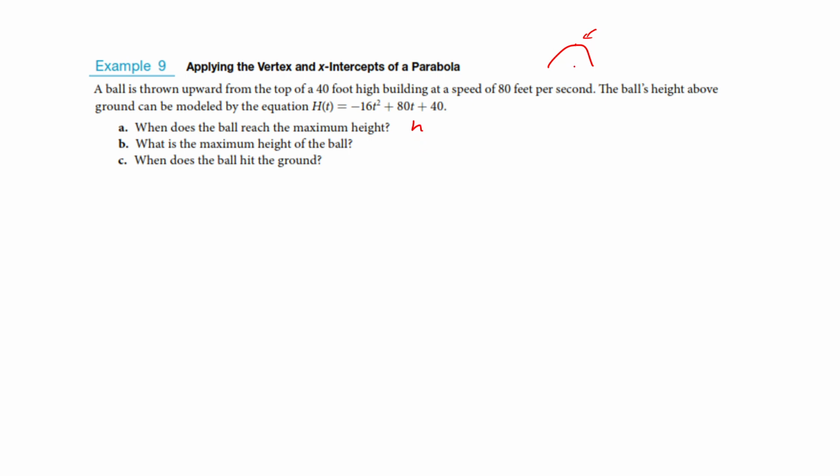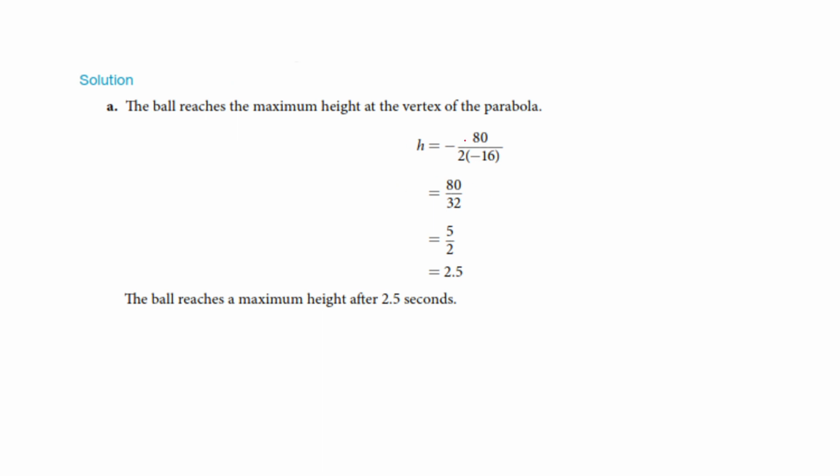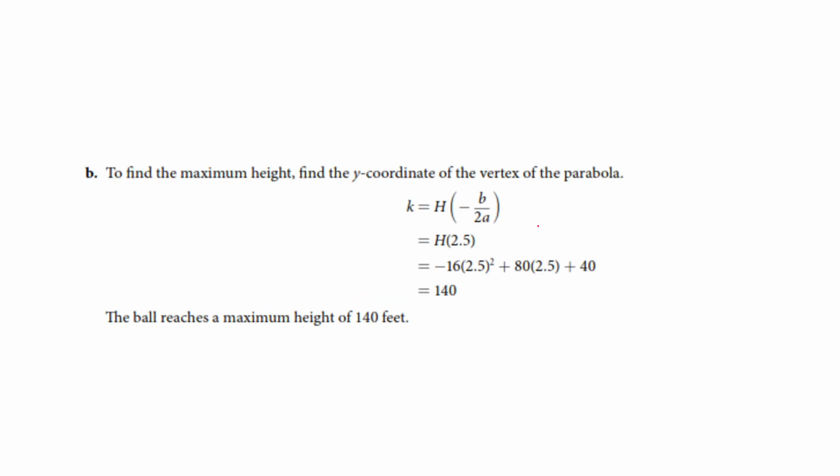This is a function about time and height. So it's not x's this time, it's time down there. If I find the t, I've got the time. If I find the k, I have the height. So when does the ball reach the maximum height? That's just finding h, negative b over 2a. Now, to find the maximum height, you just plug that value back into the original equation. We get 140.